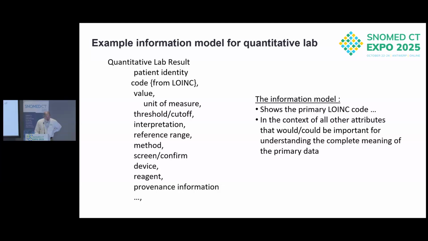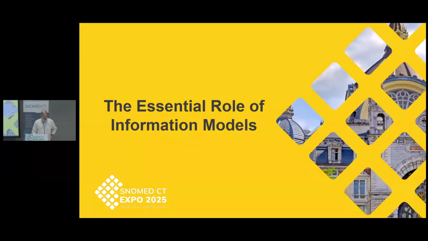An information model, then, is a bunch of practical information like, well, who's the patient? You have the code and value that's coming from a standard terminology, but then you could have other things like thresholds and cutoffs and interpretations and reference ranges and the method and whether it was screen or confirm reagents, etc. So the information model shows the primary code, but then it shows all of the other related information that you need to try and understand the concept in its completeness.